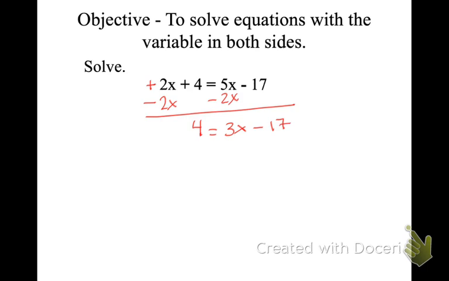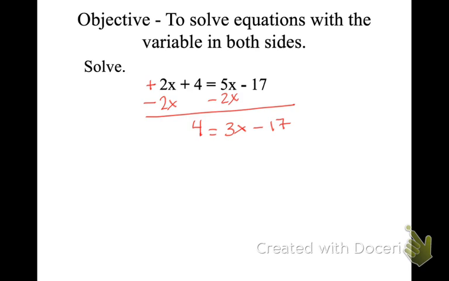Now, notice what happened. I decided to move the 2x over because it kept it positive. I could have moved the 4 over. I could have moved the 17 over. I could have moved the 5x over. I go with my x's, what will keep it positive. If I can't, then oh well.